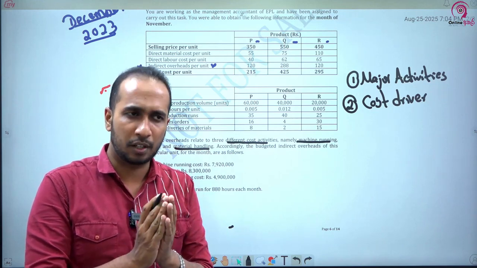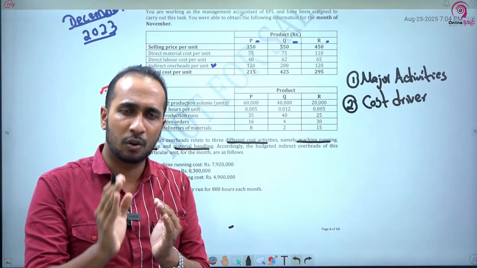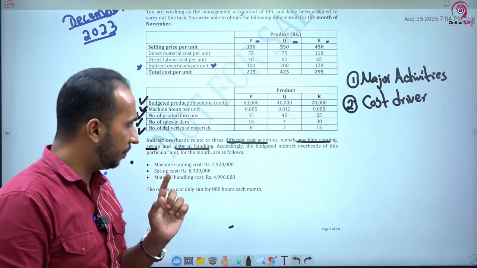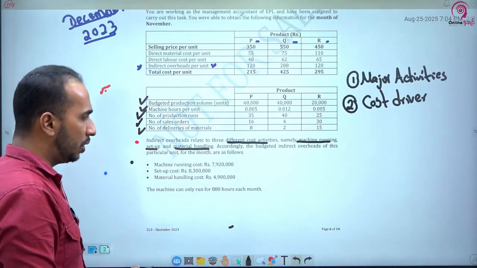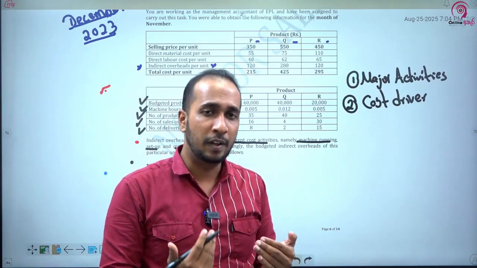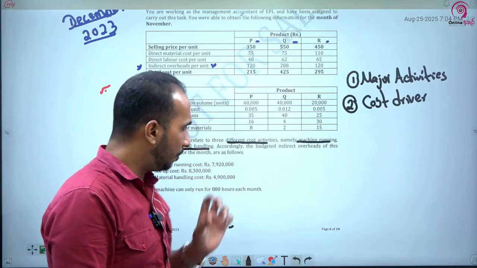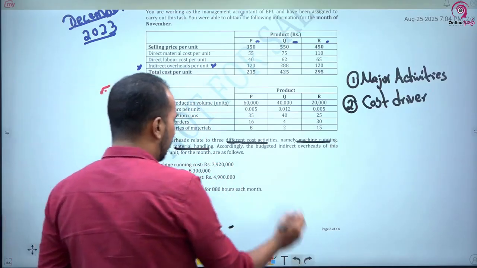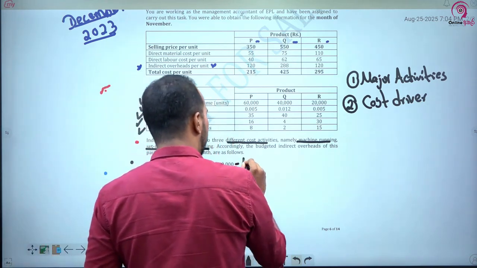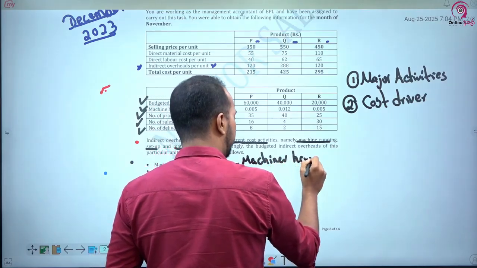Okay, that's what you have to think. What is the factor that leads to an increase in your machine running cost, or what is the factor that leads to a reduction in your machine running cost? If you take machine hours per unit, just assume if you increase the number of machine hours, will the machine running cost increase or not? Yes, it will increase. Therefore, for machine running, based on the given details, the best cost driver is machine hours. You have to identify that: machine hours.